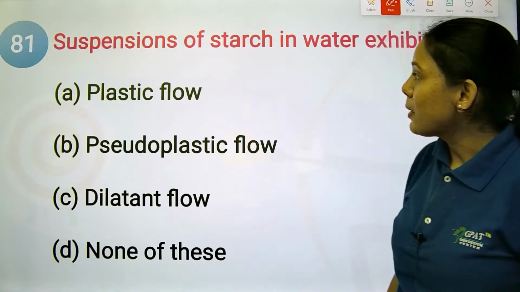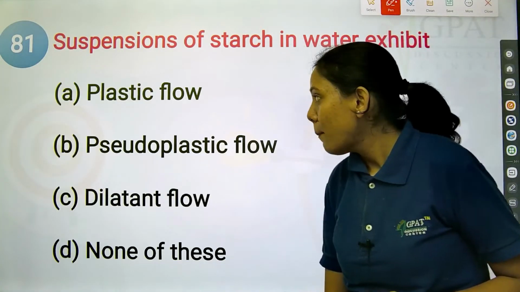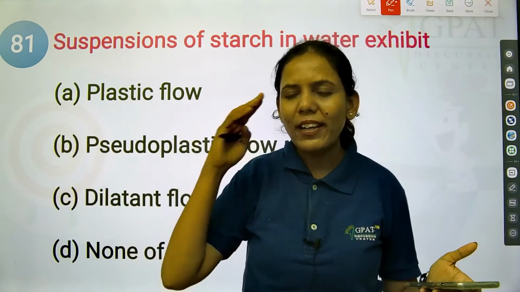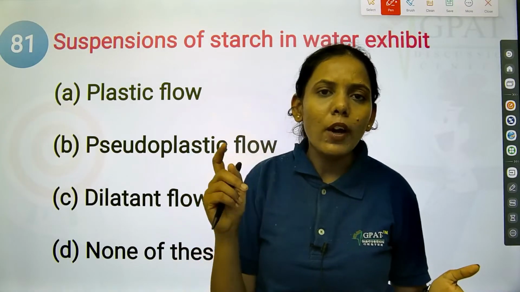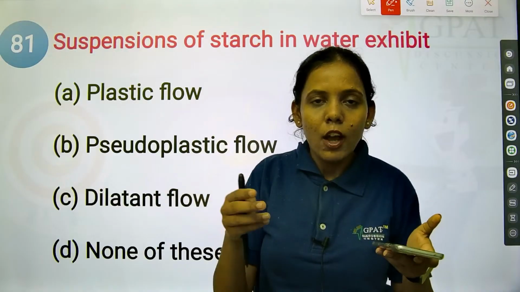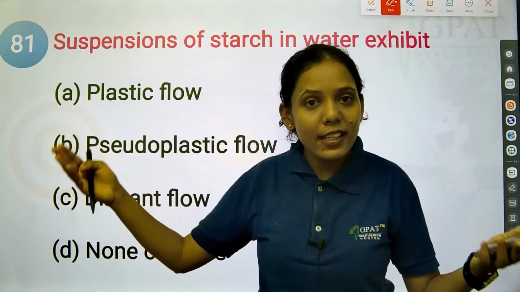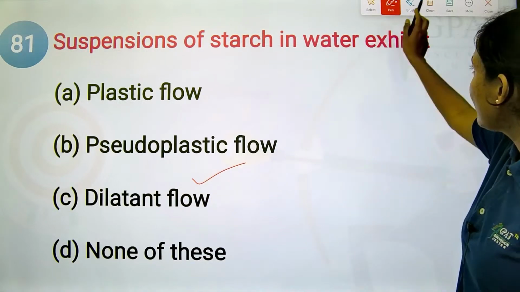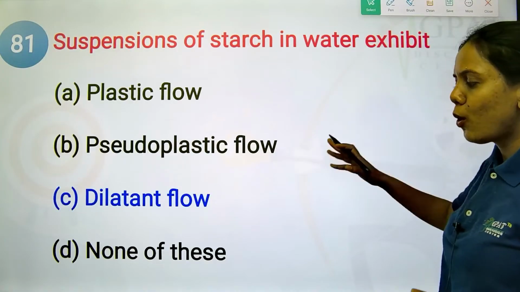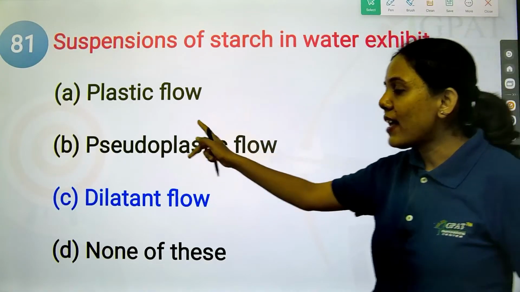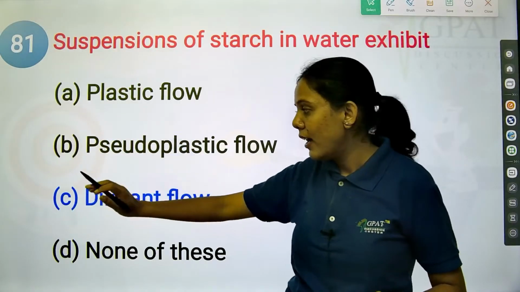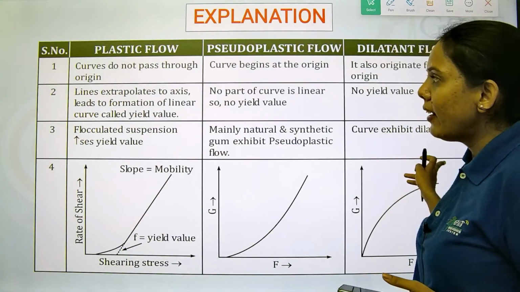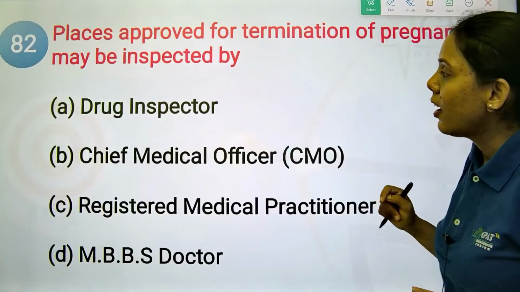Suspension of starch in water exhibits what? Plastic, pseudoplastic, dilatant, none. See, I told you, something which is increasing in volume. If you add starch into water, it absorbs and gets a swelling-like structure. Something which is dilating, increasing in volume, we call dilatant flow. So option C, dilatant flow, is the right answer. Plastic is Bingham bodies. Pseudoplastic is the opposite of this. That is shear thinning. Dilatant is a shear thickening system. So these are the graphs and the differences.